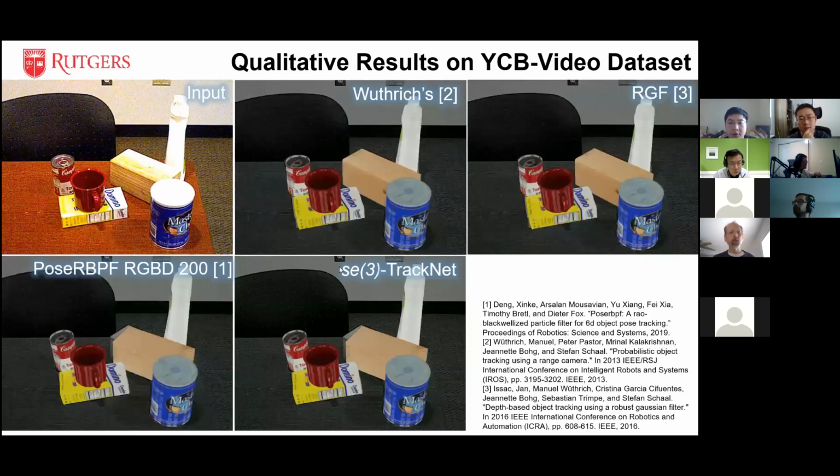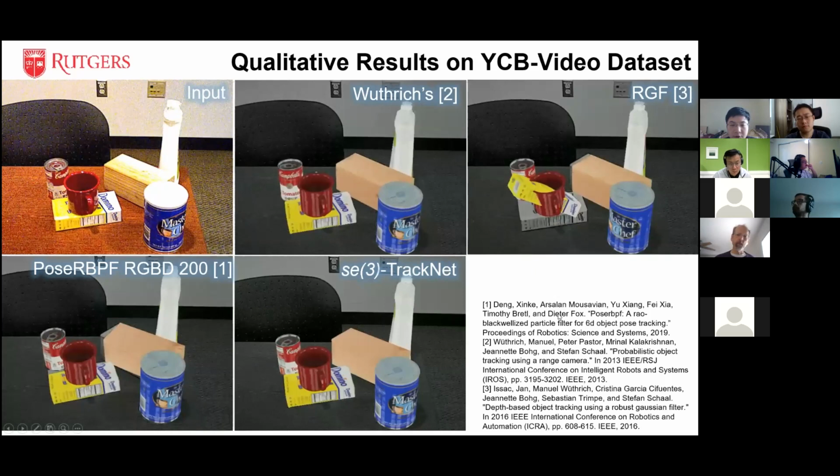Here are some qualitative results on the YCB-Video dataset. This is one of the two benchmarks that we are evaluating in this work. And here we are comparing with three different approaches. The first two are published in IROS and ICRA, and they are probabilistic-based filtering approaches. Post-RBPF is a recent work published in RSS, which combines the particle filtering with the neural network. And here is one example video on the YCB-Video dataset.